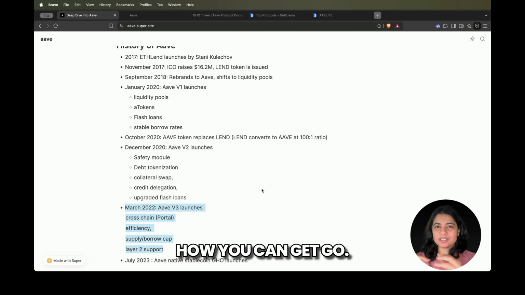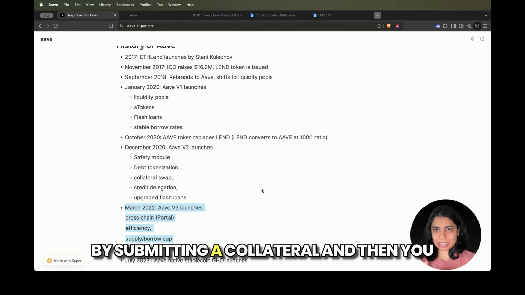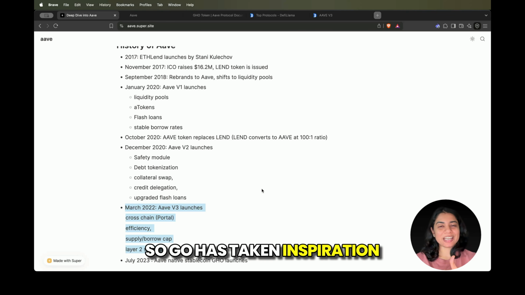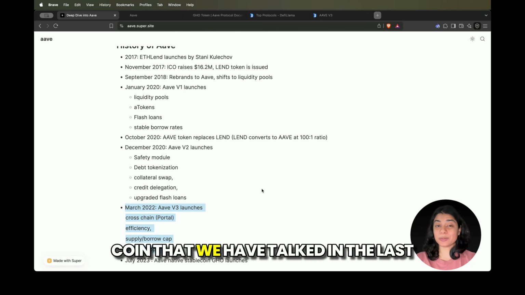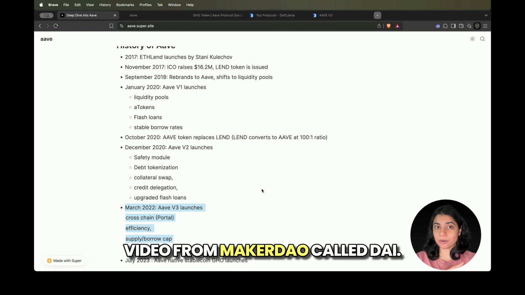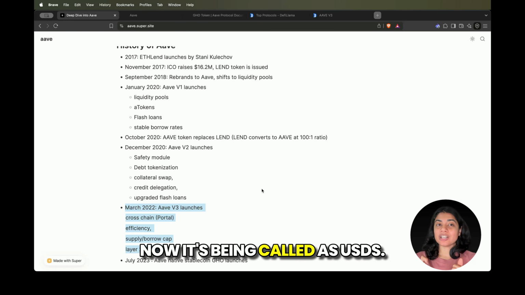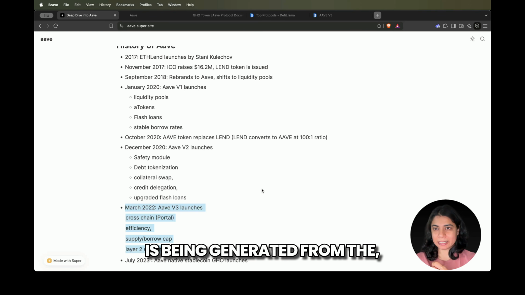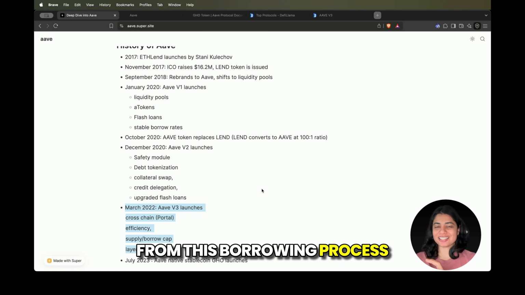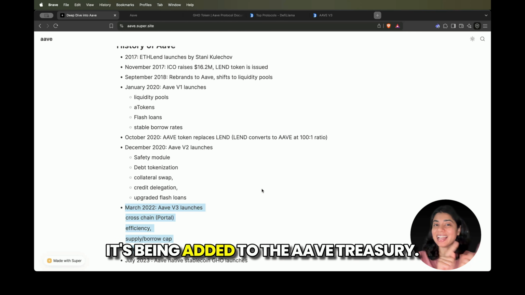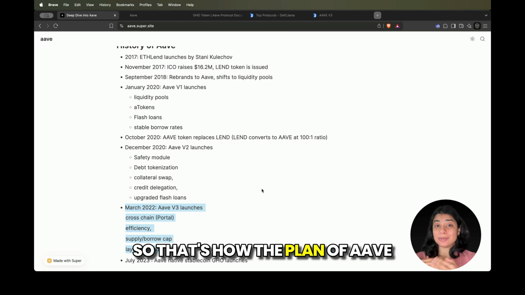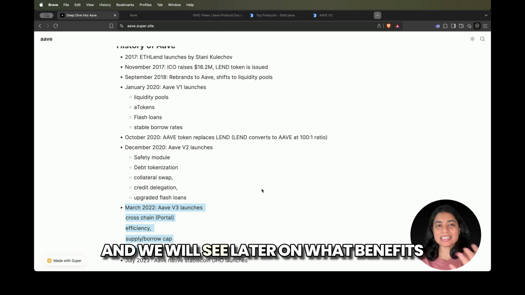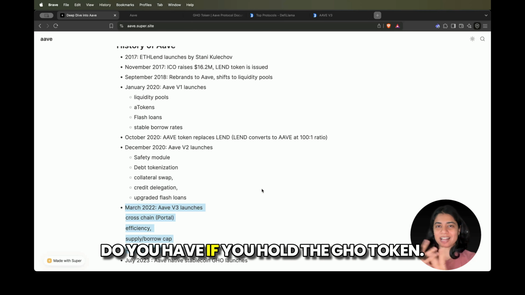And how can you get GHO? You can get GHO by submitting a collateral, and then you will be able to mint GHO. GHO has taken inspiration from the other decentralized stablecoin that we talked about in the last video from MakerDAO called DAI, which is now called USDS. Whatever fees and interest are generated from this borrowing process are given to the Aave DAO and added to the Aave treasury. That's how the plan of the Aave protocol is to increase their revenue by having their own stable coin. We will see later on what benefits you have if you hold the GHO token.